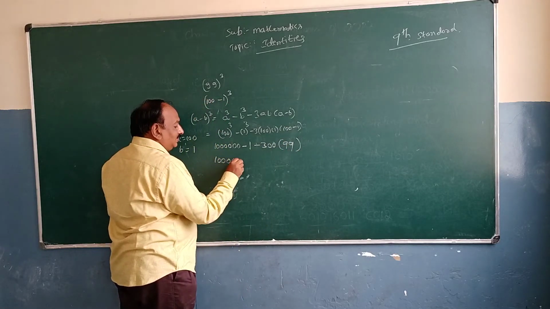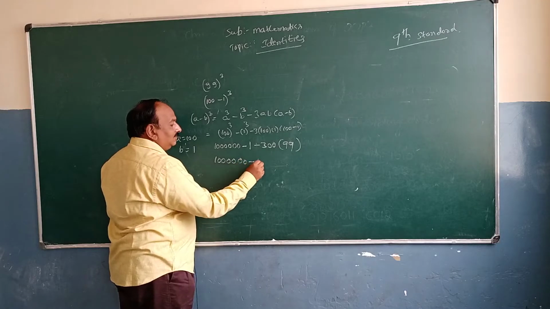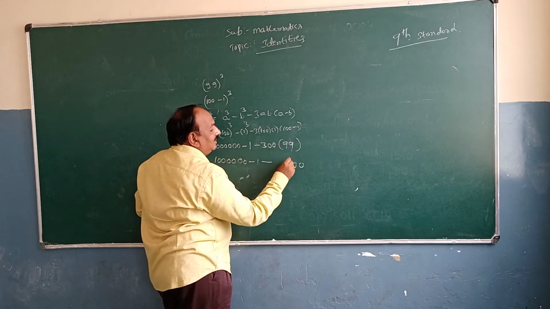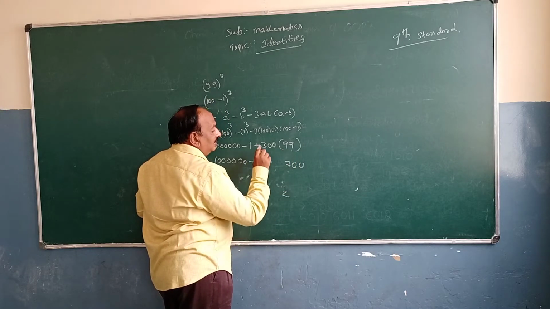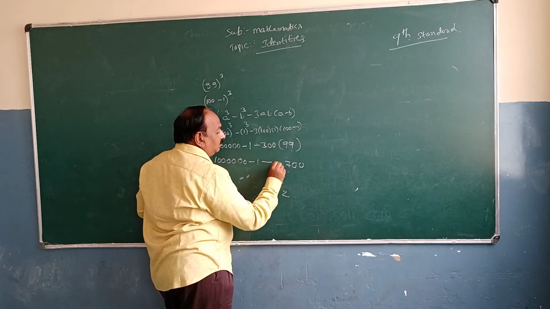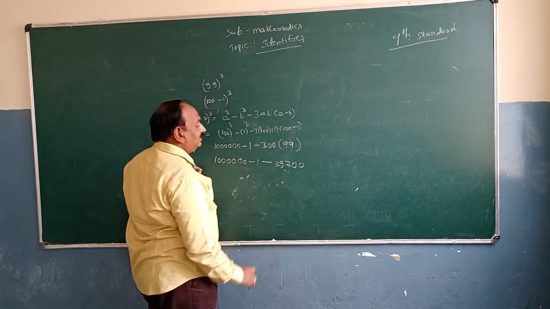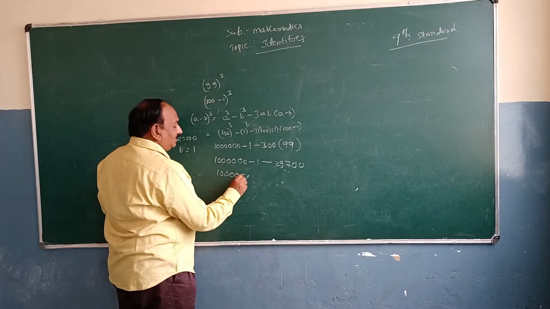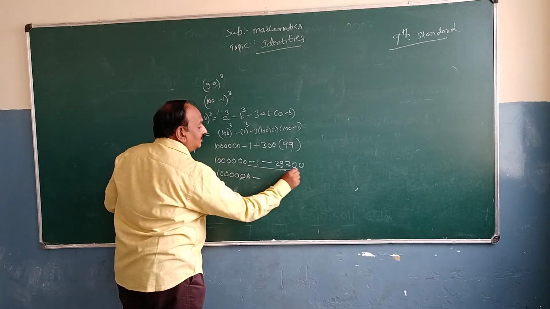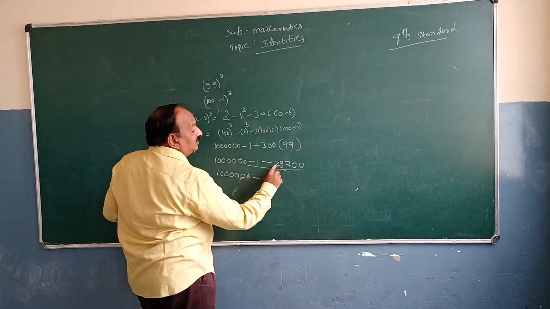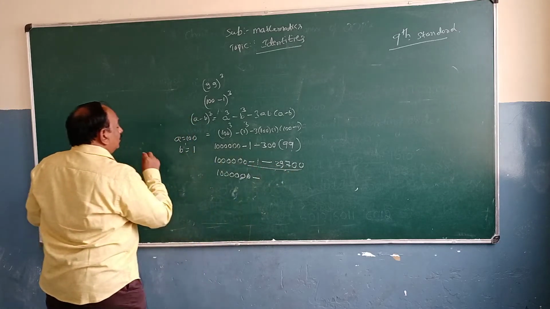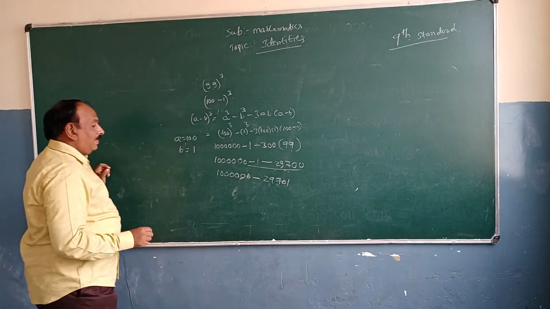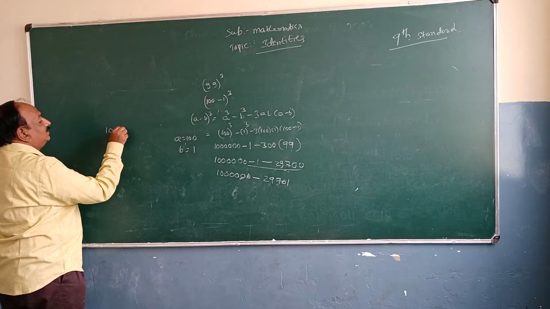So we have 1 followed by six 0s, minus 1, minus 300 into 99. 3 nines are 27, carry over 2; 3 nines are 27 plus 2, 29. So we get 29,700, and minus 1 gives 29,701.